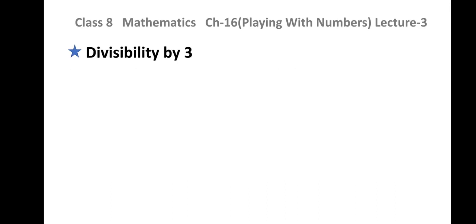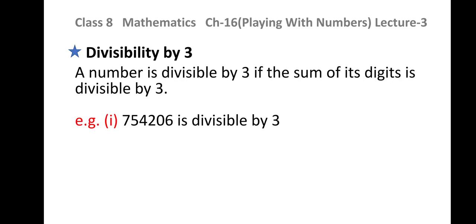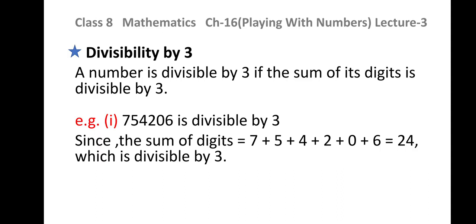Now coming to the divisibility rule by 3. What is the divisibility rule of 3? A number is divisible by 3 if the sum of the digits is divisible by 3. First of all, we need to take the sum of the digits of the number, and then if that particular sum is divisible by 3, then we can say that the given number is divisible by 3. For example, this is the number given to you. Taking the sum of the digits, it will be 7 plus 5 plus 4 plus 2 plus 0 plus 6. It will be total 24, which is divisible by 3. So we can say that the given number is divisible by 3.